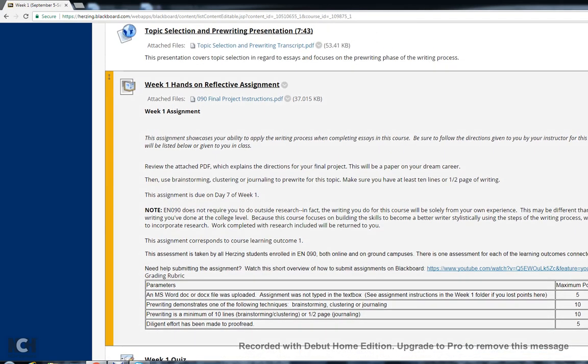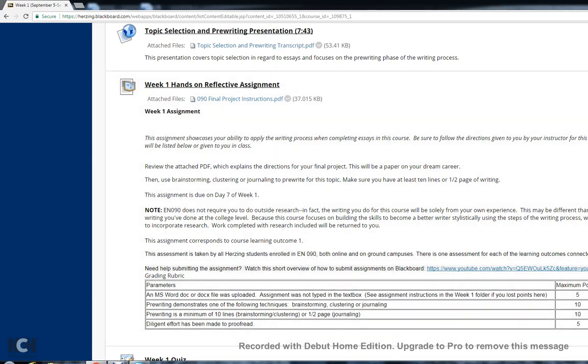And by the way, here's the rubric that I will be using to review your week 1 hands-on reflective assignment. You need to have a Microsoft Word document that's uploaded. Make sure that it's not typed in the text box. I'll show you that in just a moment. There's 5 points for that. Pre-writing demonstrates one of the following techniques: brainstorming, clustering, or journaling. 10 points. Pre-writing is a minimum of 10 lines or half a page if you're journaling. That's 10 points. And diligent effort has been made to proofread. Make sure you proofread your work out loud. That's 5 points.